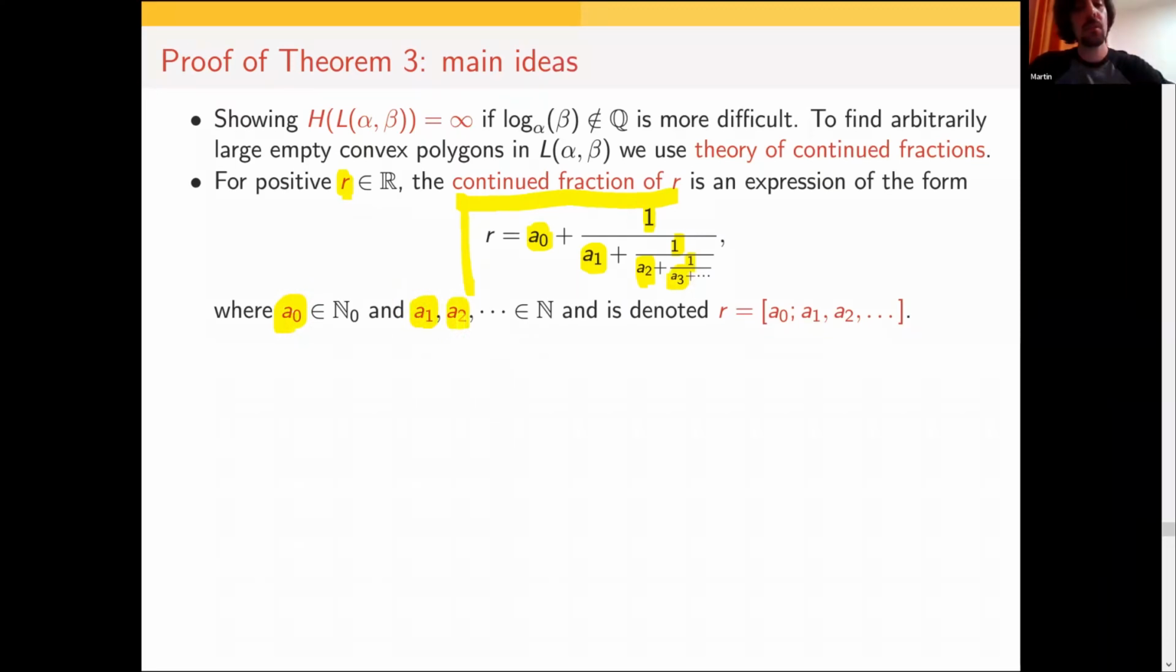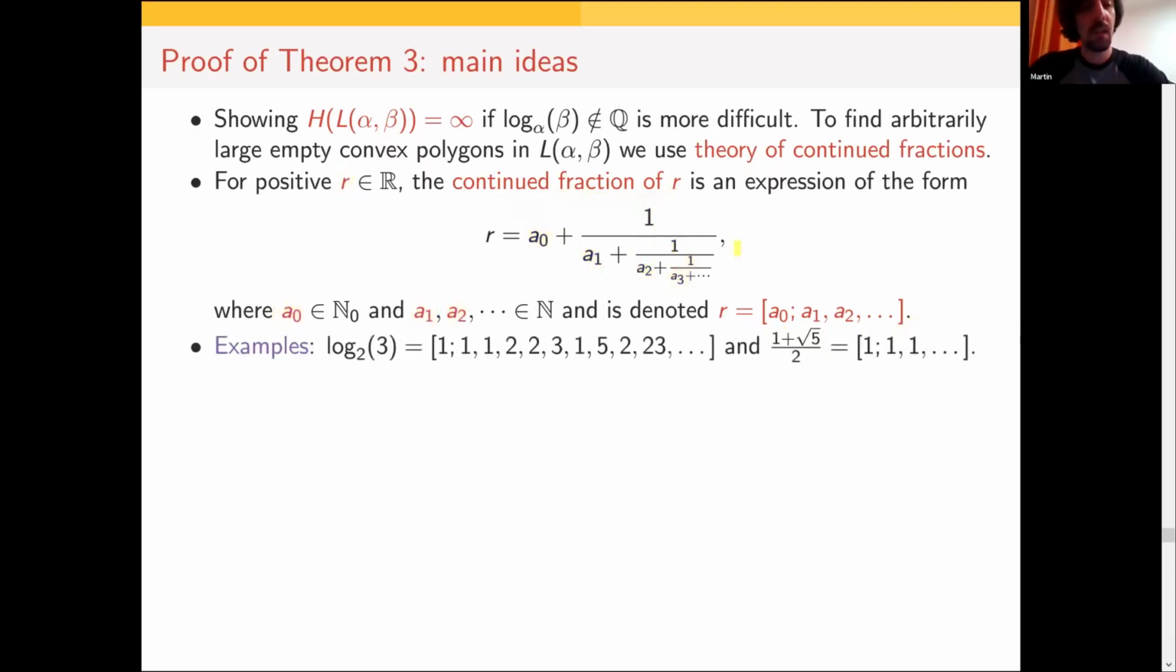These continued fractions are studied quite a lot in number theory. There is a compact notation for them. So the continued fraction of r, instead of writing this crazy expression, is just written using brackets: a0, a1, a2, and so on. To give you some examples, the continued fraction of logarithm of 3 with base 2 starts with 1, 1, 1, 2, 2, 3, 1, 5, 2, and then it jumps to 23, and it continues infinitely.